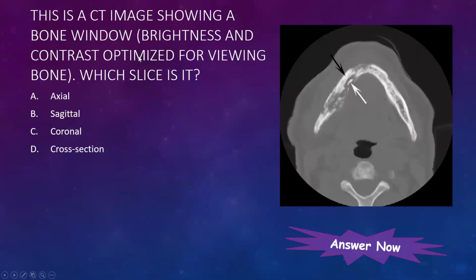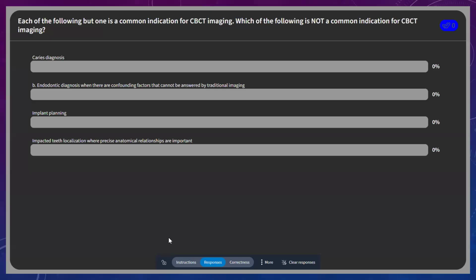All righty, what's the slice, basically, I'm asking here? A CT image showing a bone window, so it's optimized for viewing bone. What slice? What do you think? Yeah, this is an axial slice. That's the mandible we're viewing through.